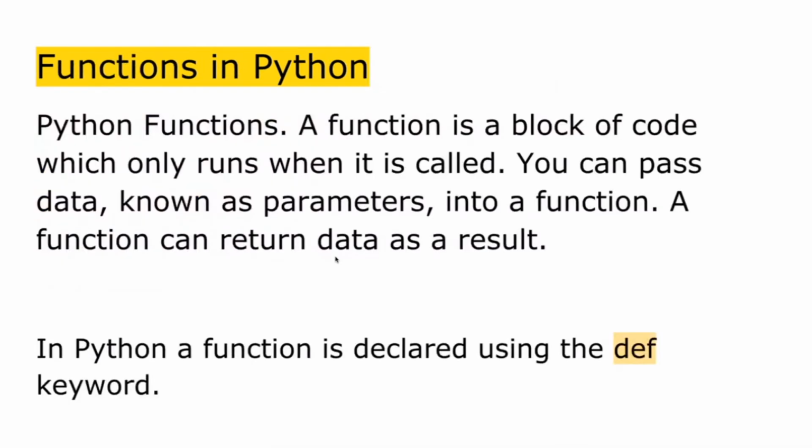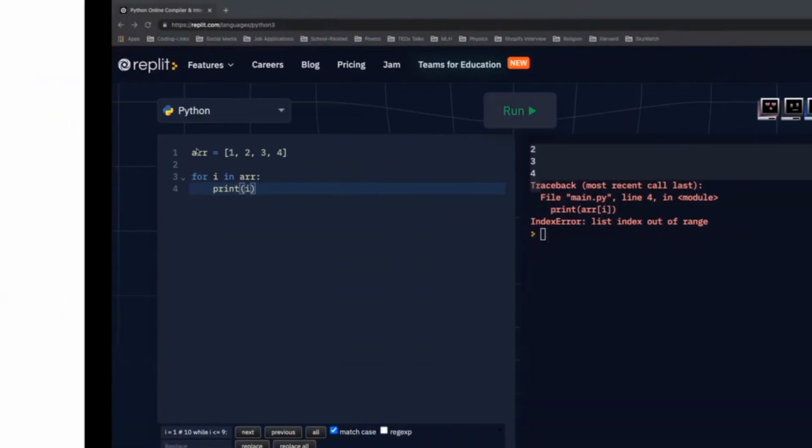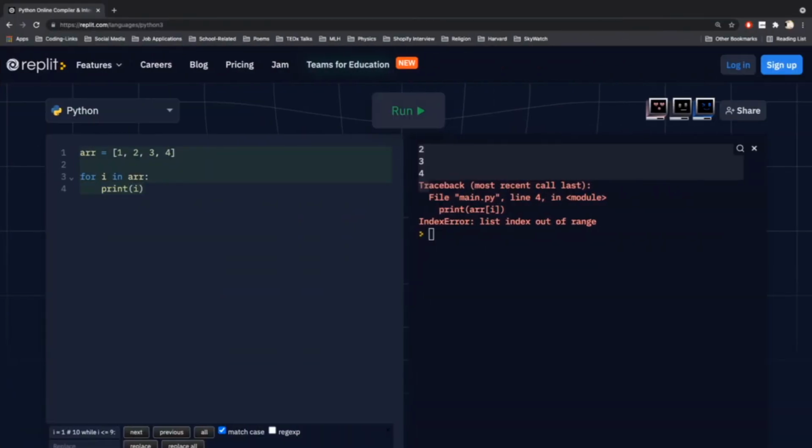Okay. Functions in Python. A function is a block of code which only runs when it is called. You can pass data, known as parameters, into a function. A function can return data as a result. In Python, a function is declared using the def keyword. Def add a, b: add numbers equals a plus b, return add numbers, print add 1, 3. What is going on here? So let me show you.